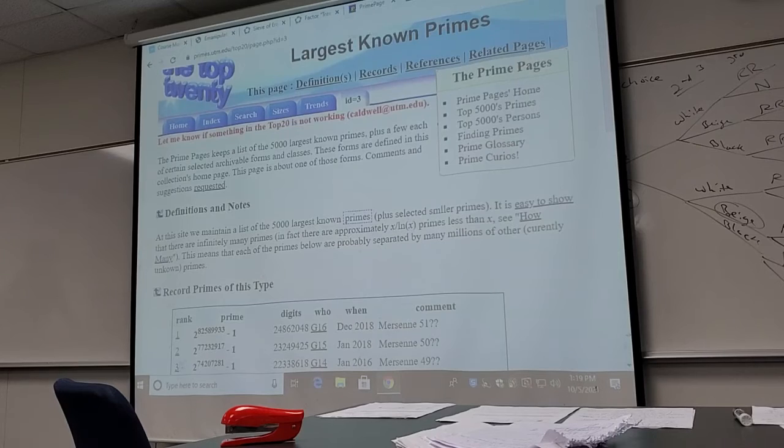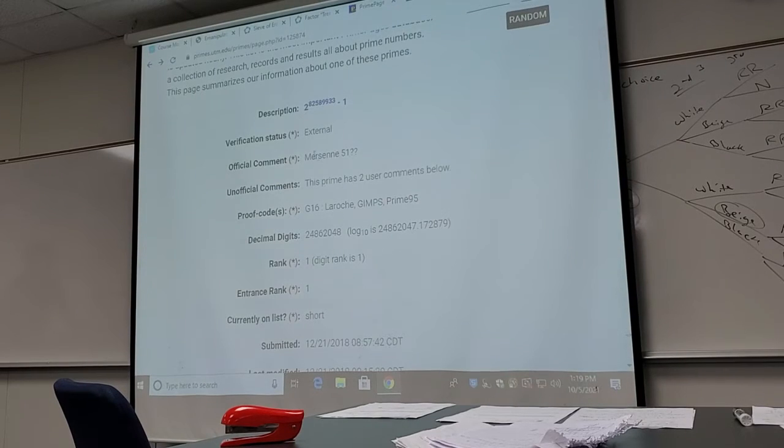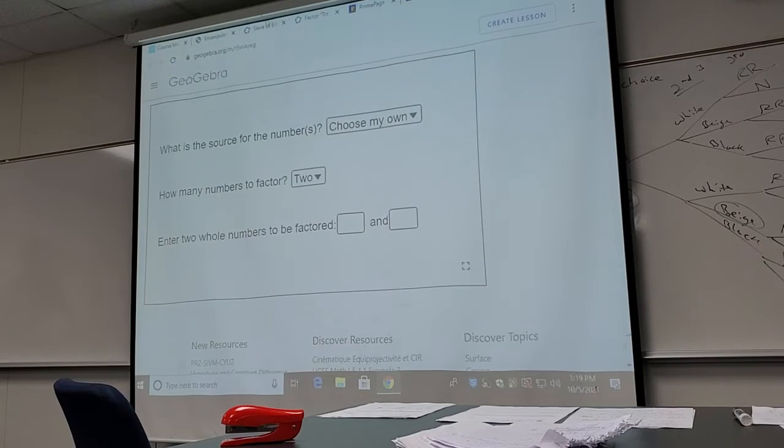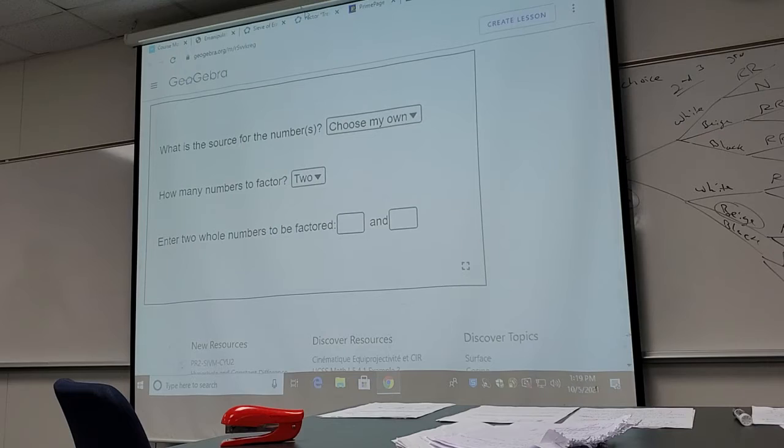So of course there's a whole page devoted to prime numbers. There's a little more information about it. They think it's the 51st Mersenne prime, but they haven't checked to make sure that the other 50 are all actual primes. So anyway, just in case you were curious.